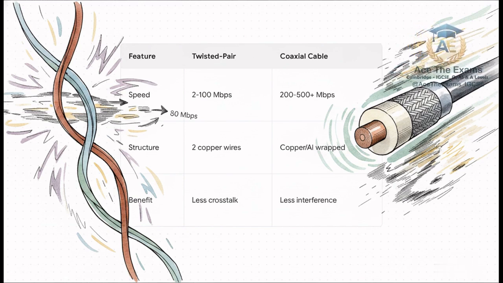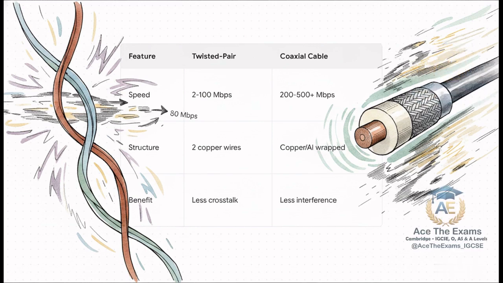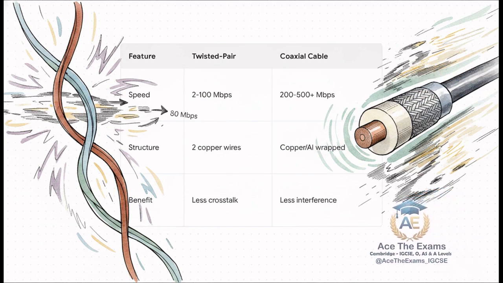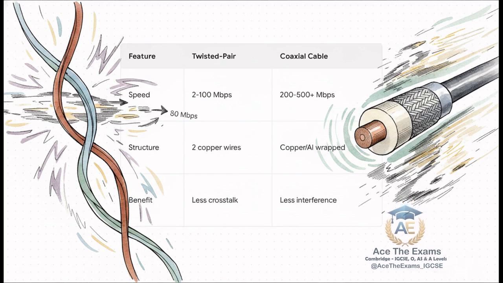Now flip over to coaxial cable. It's way faster, hitting 200 to over 500 megabits per second. The structure is totally different too. It uses a copper or aluminum wire wrapped in an insulating layer, all surrounded by a conductive layer. That specific insulation is the magic ingredient that minimizes interference and distortion. Keep this blueprint in mind. It is absolutely crucial for maximum marks.